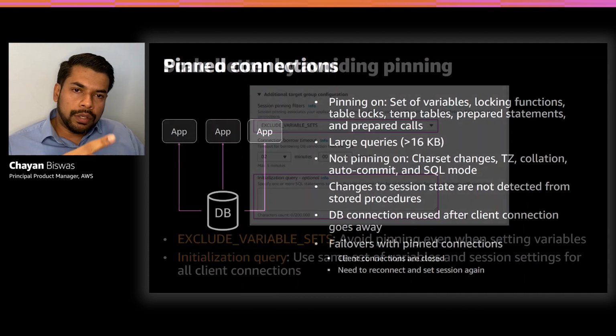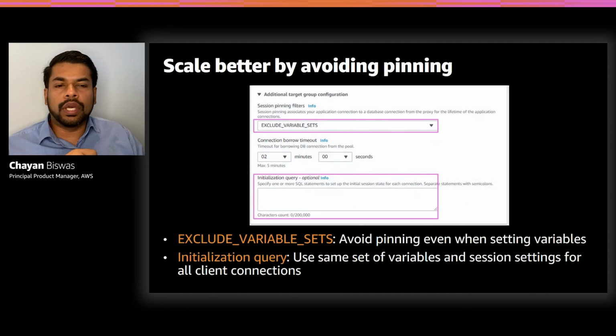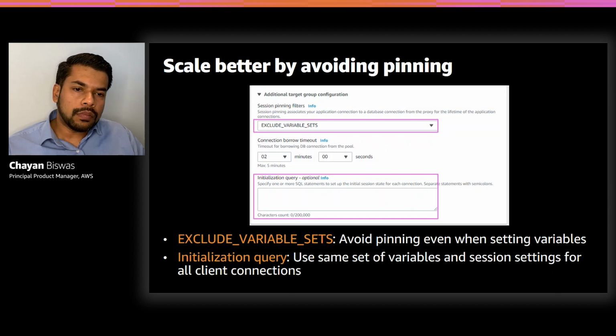So just quick two tips on how you can avoid pinning. One is if you don't care about variables being shared between sessions, you can exclude variable sets. And the other piece is the initialization query, wherein you can set a set of variables or session settings, things like that. You can execute a query for that matter. The proxy, with each new database connection, when it pulls from the pool, will execute this query on that. And that way you have consistent session state without resulting in pinning.